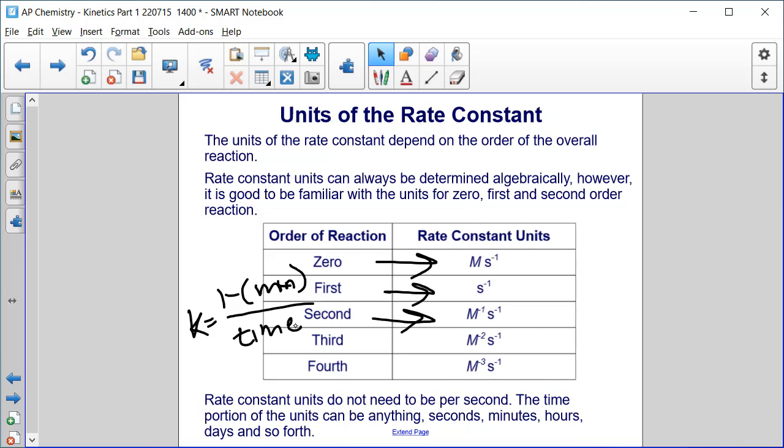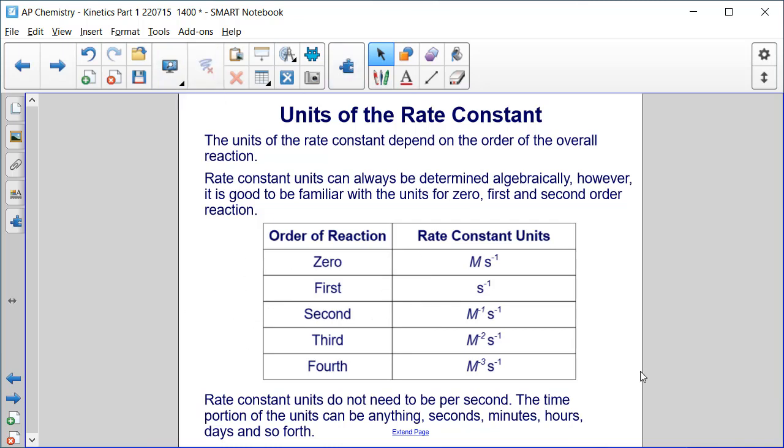The rate constant units do not need to be per second. The time portion can be seconds, minutes, hours, days, and so forth. But 1 minus m plus n. So if it's a 0 order reaction, it would be 1 minus 0, which is just 1 for our molarity, which is why we have a 1 here. If it's a first order, then it would be 1 minus 1, which is 0. That's why molarity doesn't show up here at all. Second order, 1 minus 2 gives us an exponent of minus 1. So molarity to the minus 1, and so on. So that's kind of how that convention works and helps us with determining the units of K.